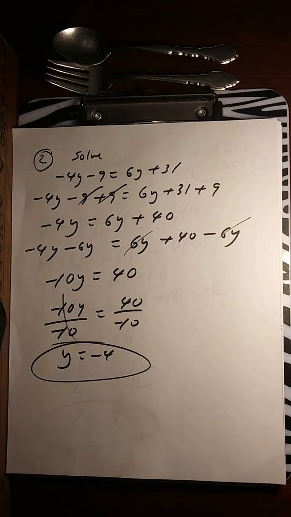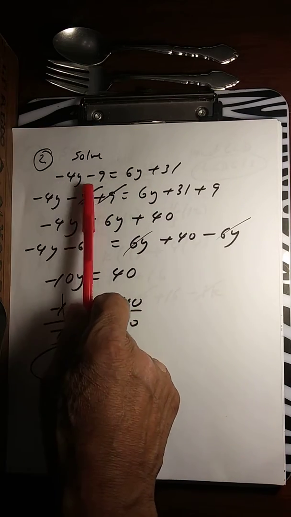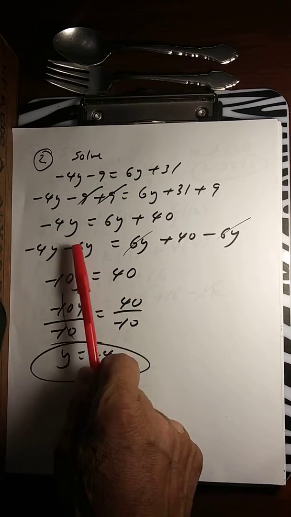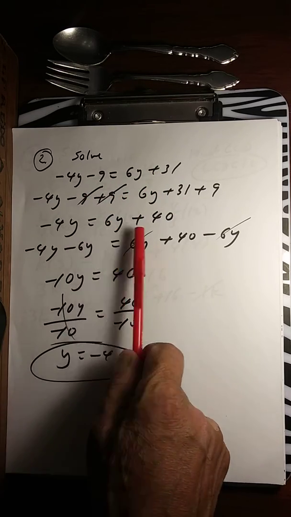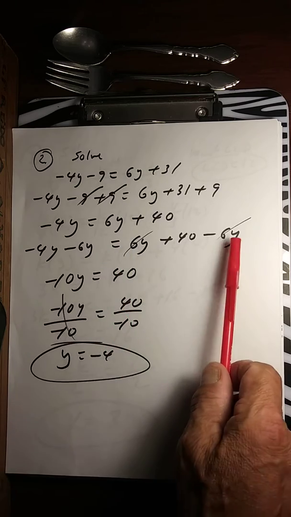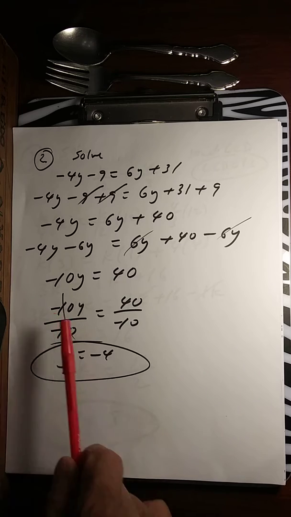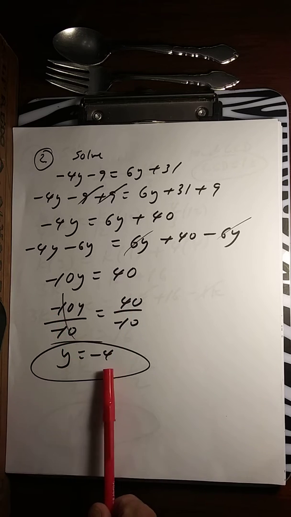Okay, next question. 4y minus 9 equals 6y plus 31. Add 9, these are gone. Then 4y equals 6y plus 40. Minus 6y, these are gone. So negative 2y equals 40, divided by negative 2, divided by negative 2, so y is negative 20.